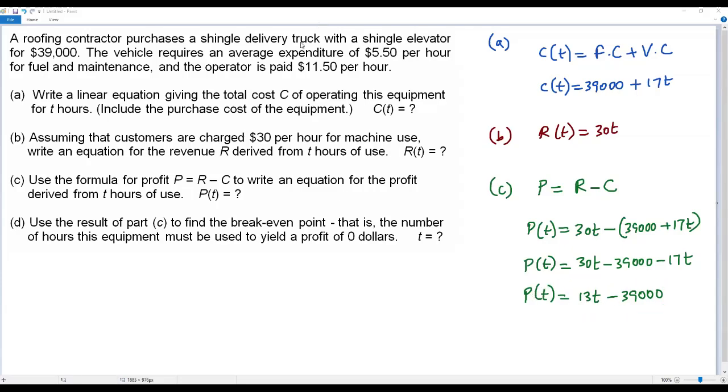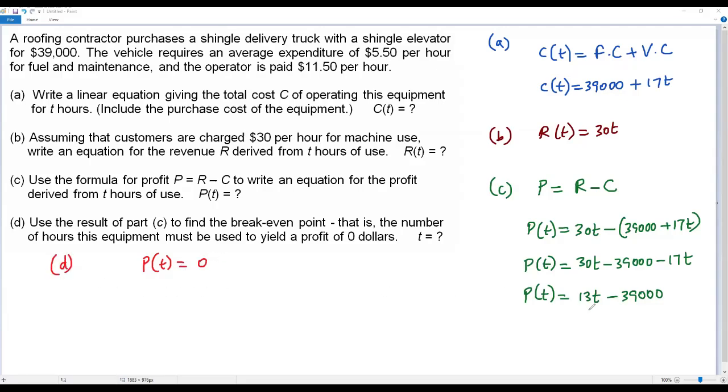Okay, now let's answer part D. Use the result of part C to find the break-even point. That is, the number of hours this equipment must be used to yield a profit of $0. Actually, the break-even point is nothing but the point where the revenue and cost are equal. In other words, we can say the profit is equal to 0. Okay, we already got the expression which represents the profit in part C. So to get the break-even point, the profit always has to be equated to 0. That is, P of T has to be equated to 0.